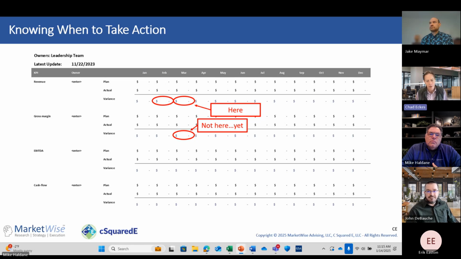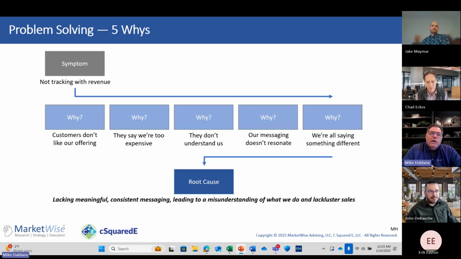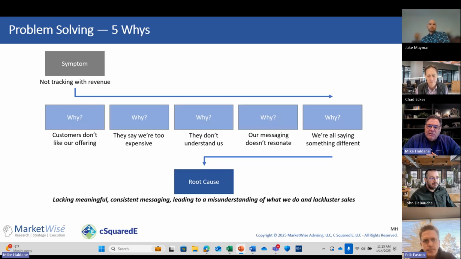Okay, Mike, I'll hand it off to you because you're going to facilitate our first activity. Yep. Okay, so we're going to jump into an exercise here in just a minute based on the case study that we sent out last week. But I wanted to talk real briefly about what we're talking about from a root cause analysis standpoint.